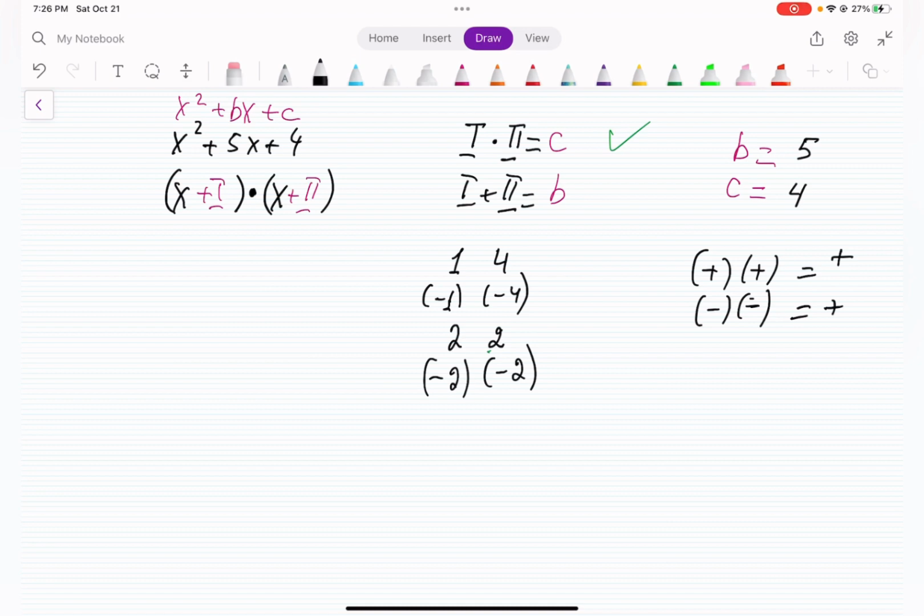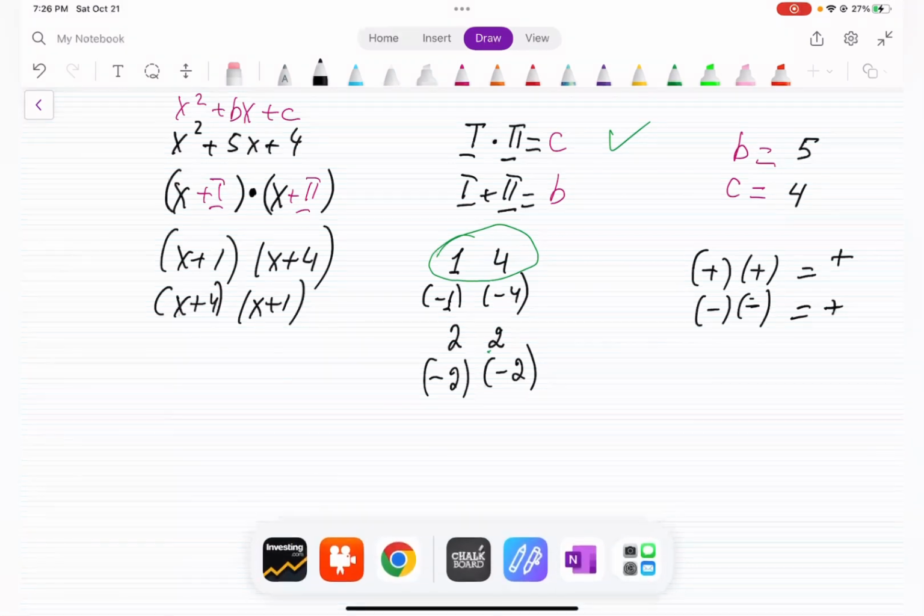Now we need to filter them, based on the addition. Which pair, if we put together, will give me B, and my B is 5? So obviously it's going to be 1 and 4, positive 5, correct? So if I break it down, it's going to be x plus 1, x plus 4, right? And it doesn't matter where you put 1, where you put 4. I can put it the same way, x plus 4 and x plus 1. Doesn't matter.